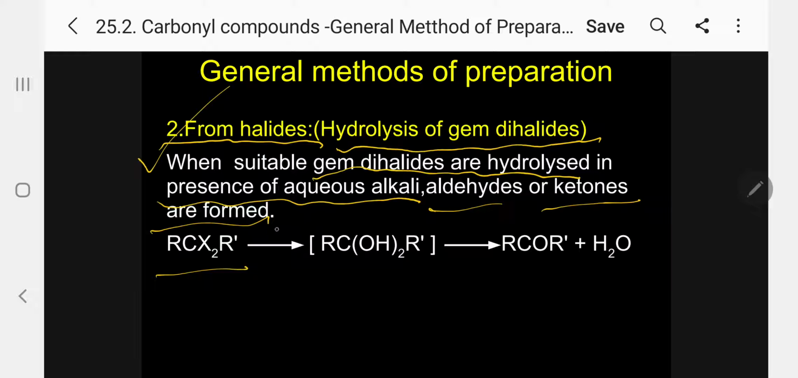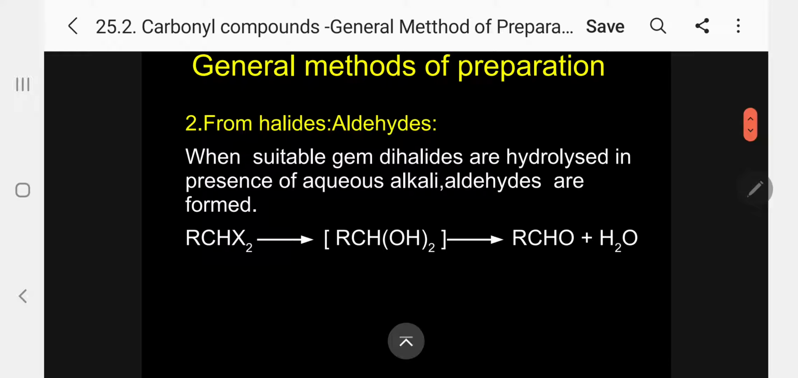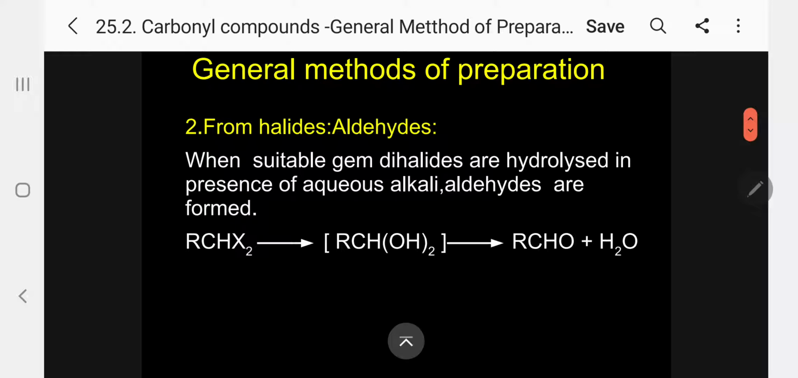So when you treat with aqueous sodium hydroxide, the two halogens are converted into 2 OH. Since two OH groups are attached to the same carbon atom, it is unstable, producing the corresponding aldehyde or ketone and water. This is the general method for any aldehyde or ketone. Now let me take specific cases.